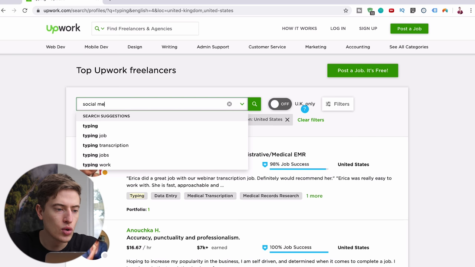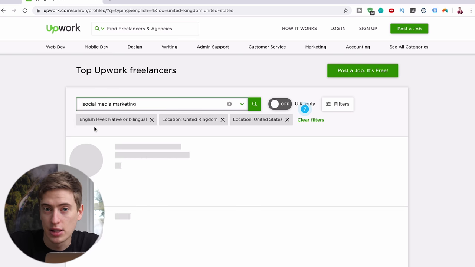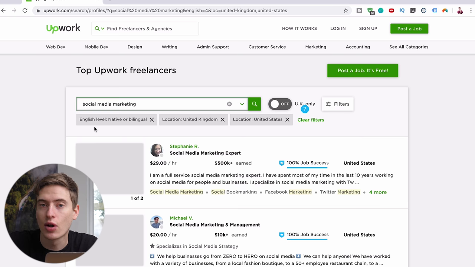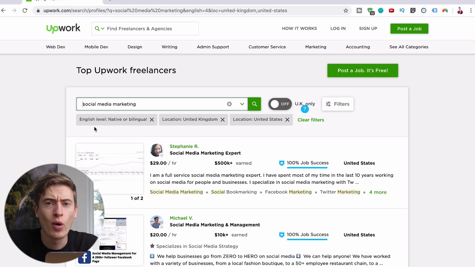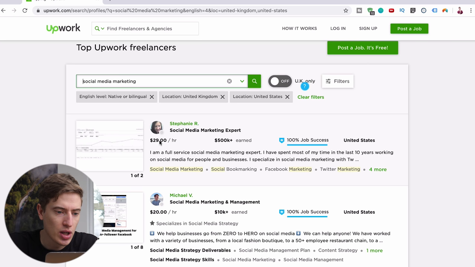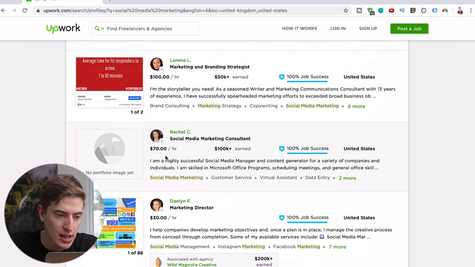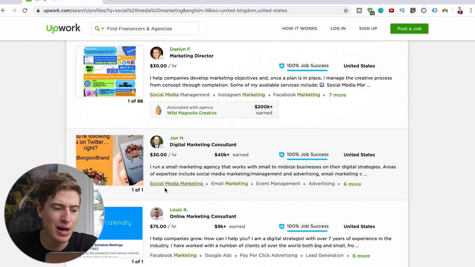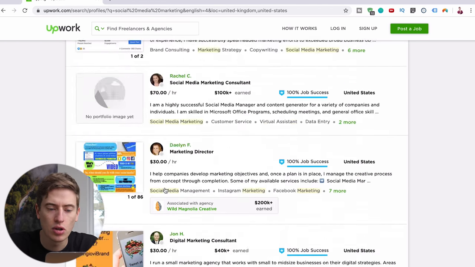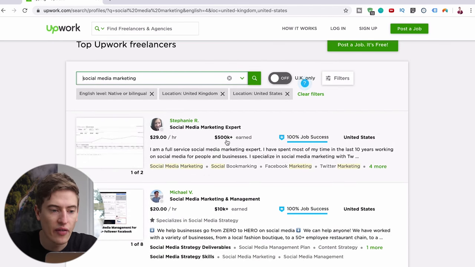Let's have a look at social media marketing. Right, now I'm assuming as a 16-year-old, you're probably pretty good at Instagram, TikTok, Facebook, all these kind of things. So why not do other people's social media, right? And look how much they're charging. 29 per hour, 20 per hour, 100 per hour, 70 per hour, 30 per hour, 30 per hour, 75 per hour. So you can see it's a lot more. This person's earned $500,000. That's insane.